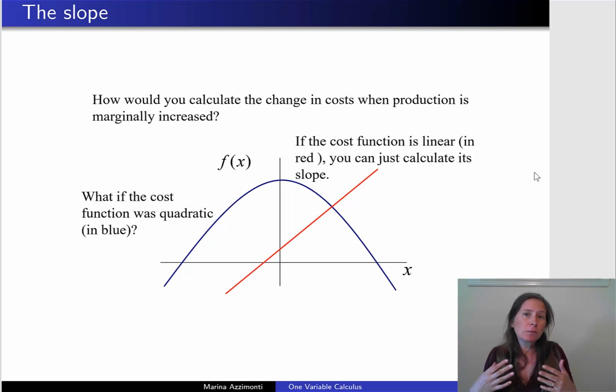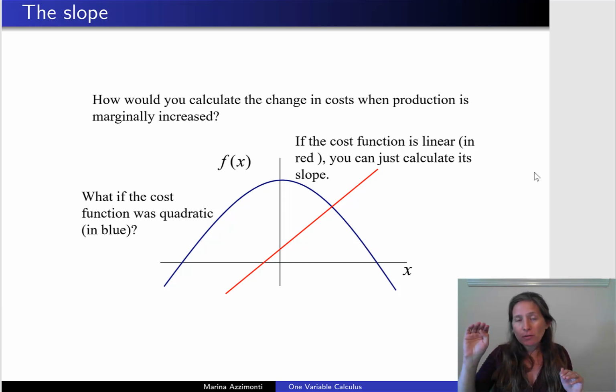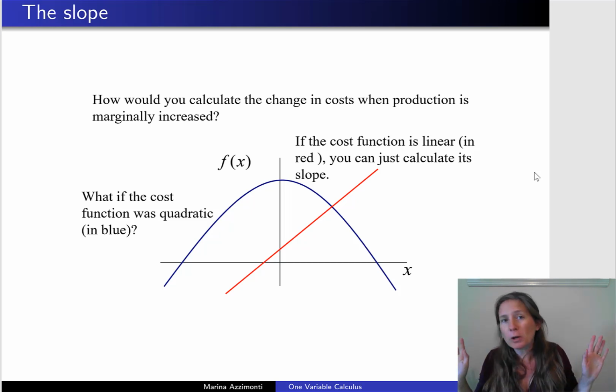Now, another concept that is typically related to derivative is the idea of the slope. When you have a linear function, remember, we define the slope of the linear function as the increase in the dependent variable, in this case the cost of production, when you change the independent variable, which would be the quantity produced. So if you increase production by 1 unit, by how much would you be increasing the cost? In a linear function, the way to answer this question is to compute the slope. And we know how to do that even without calculus, just doing rise over run.